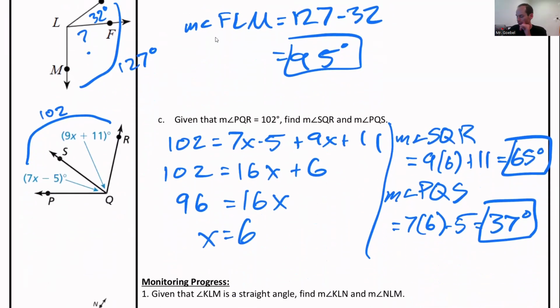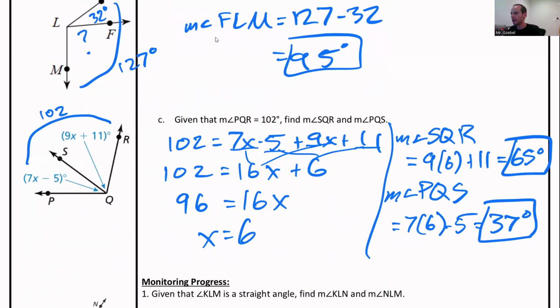And then here's our buddy with the algebra. Whole thing is 102. We got to add together the 7x minus 5, the 9x plus 11. Combine these like terms, 7x, 9x, that makes a 16x. Negative 5 and 11 adds to positive 6. Subtract 6, divide by 16. 96 divided by 16 is 6.